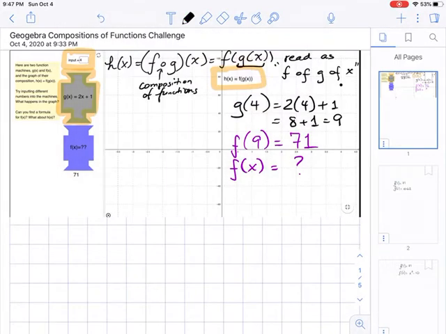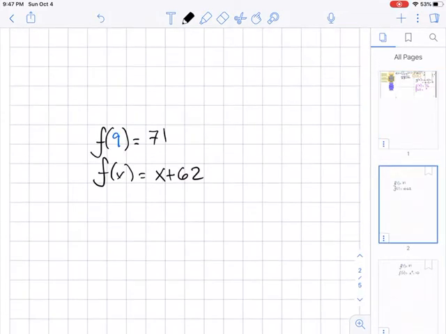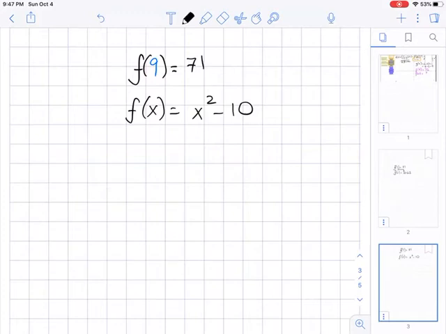Alright, I hope you've given it a try and you've unpaused the video. Here's one that I've come up with. So if f of 9 is supposed to be 71, then f of x could be x plus 62, right? Or perhaps you can get a little bit more creative and you can say f of x might have been x squared, so that would have been 9 squared, or 81, subtract 10, which would be 71. So maybe x squared minus 10 is our function.